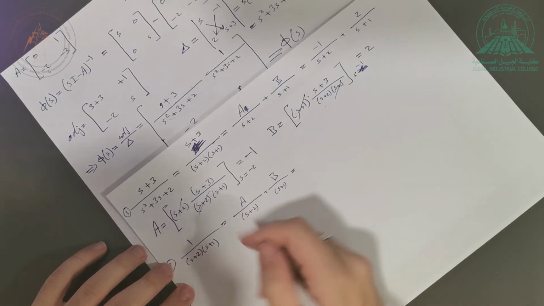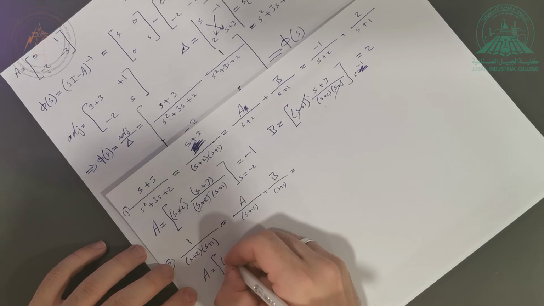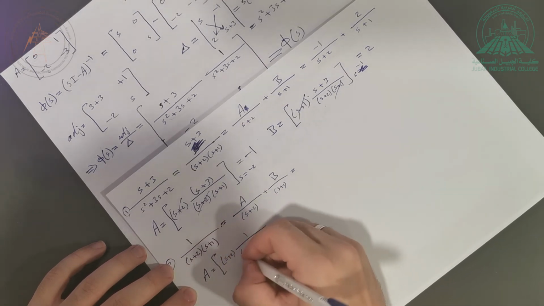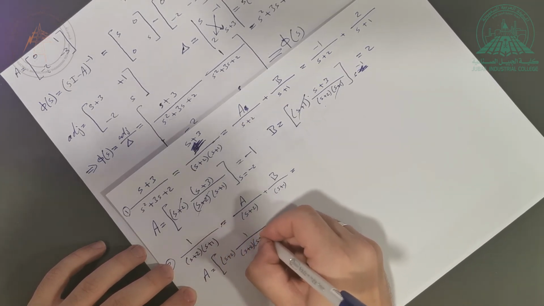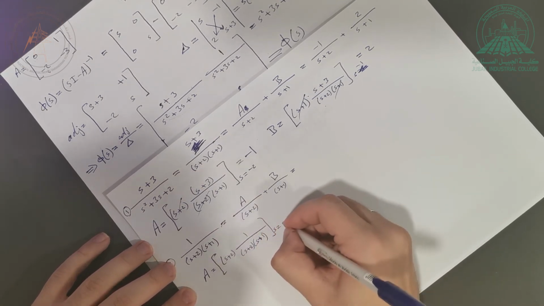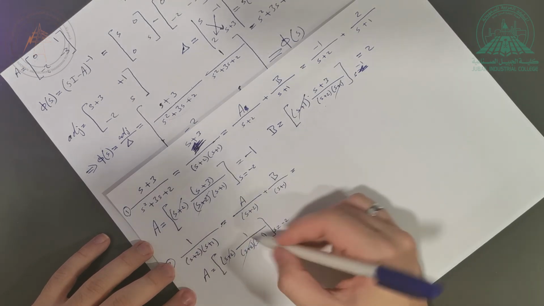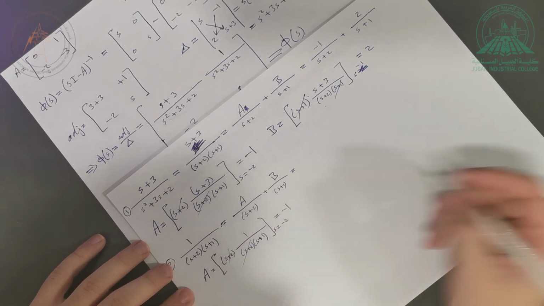So in this case, what is the value of a? A is going to be (s plus 2) multiplied by 1 over (s plus 2)(s plus 1), substituted at s equal to -2. So this will cancel with that. What do I get here? -1.